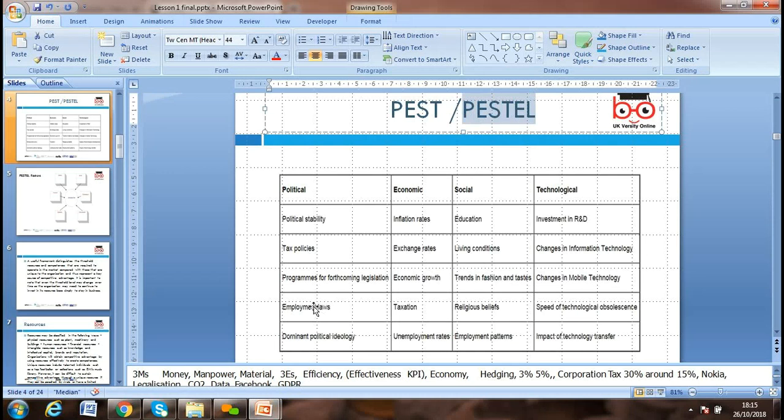Like legislation used to be treated under political, such as employment law or various other legislation, but we're dealing with it separately now. Environmental laws used to be separate, but now we are putting them under eco environment. So we're looking at all sorts of environmental impact.